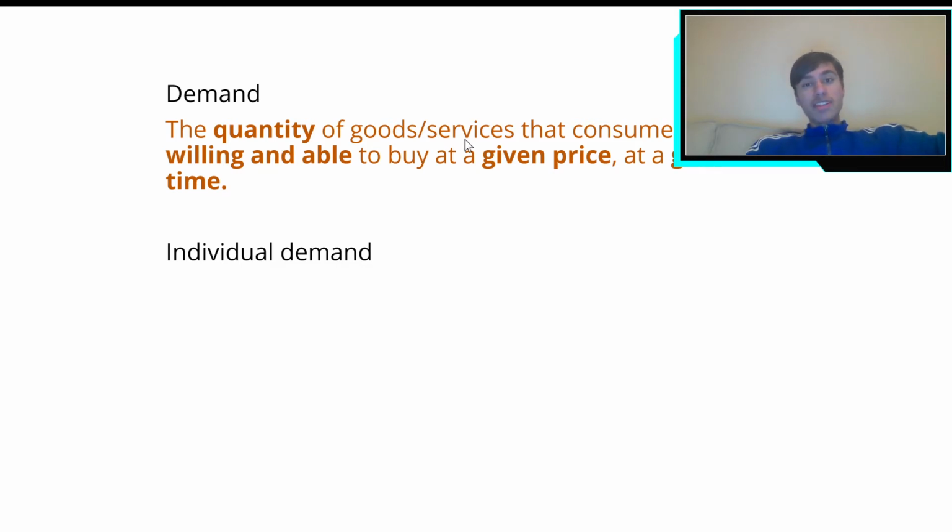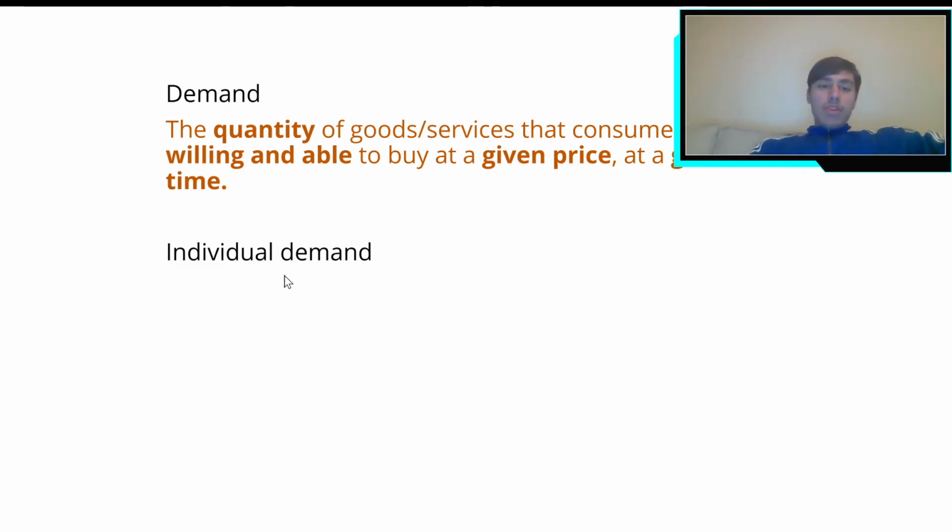So that's what is meant by demand: the quantity of goods and services that consumers are willing and able to buy at a given price. Willing and able are the keywords. You need to remember these to get the marks if this comes in the exam. At a given time, this is also important. We need to take the particular time into account, right? I might not be willing to buy something today, but I might be willing to buy it tomorrow, right? So that is why time is a keyword here.